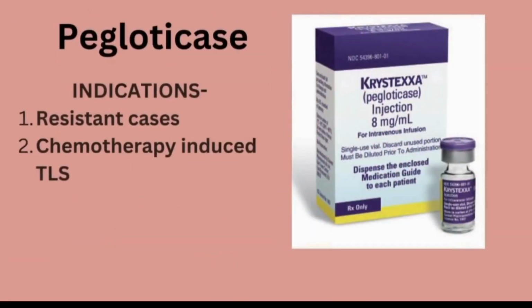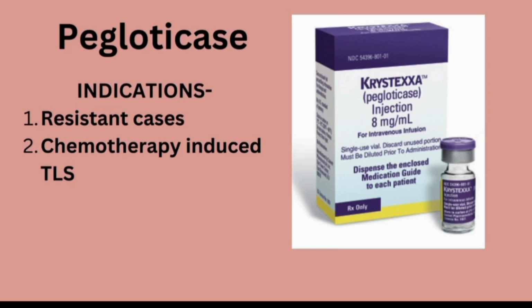Pegloticase is a newer drug in gout treatment. It is a uricase analog. It is indicated in resistant cases of gout as well as chemotherapy-induced tumor lysis syndrome. It is given as an intravenous injection.